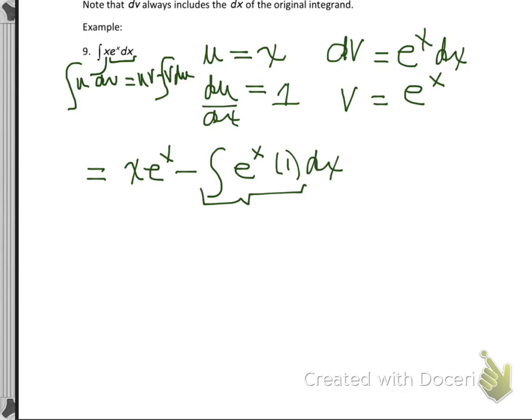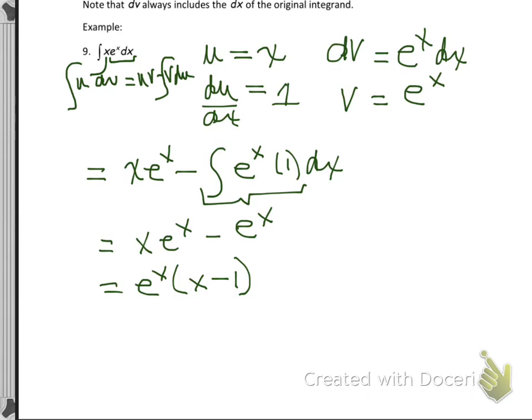So what's my answer going to be? I still have to take the integral here, and that's just e to the x. So I'm getting x e to the x minus e to the x. Can't I write this a different way? Can I say my answer is e to the x times (x minus 1)? Okay, and that's your antiderivative using integration by parts.